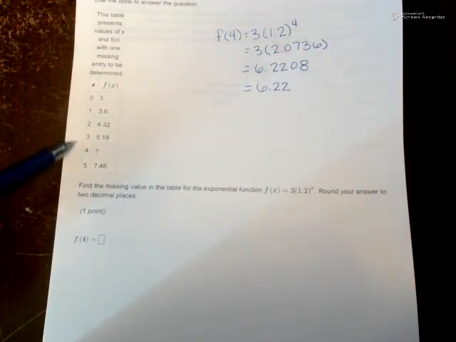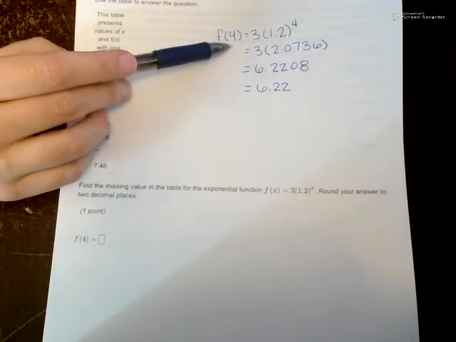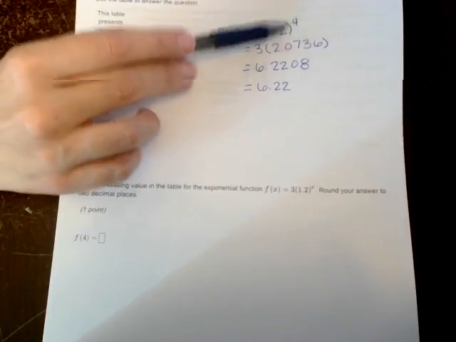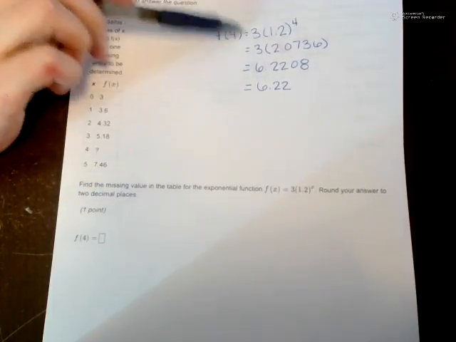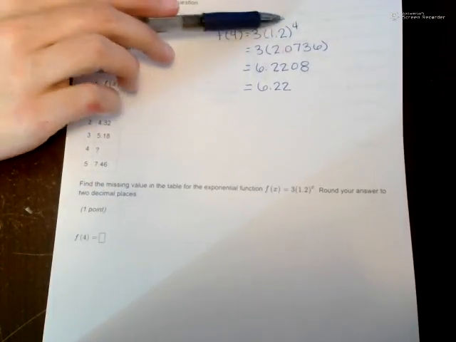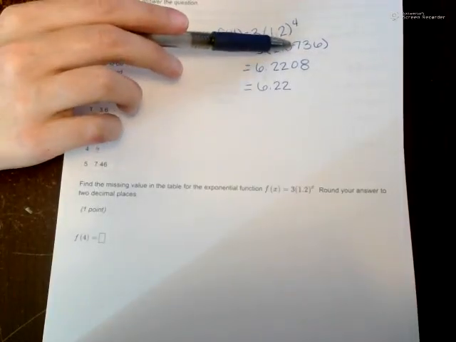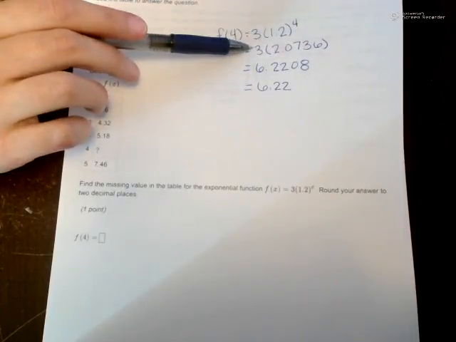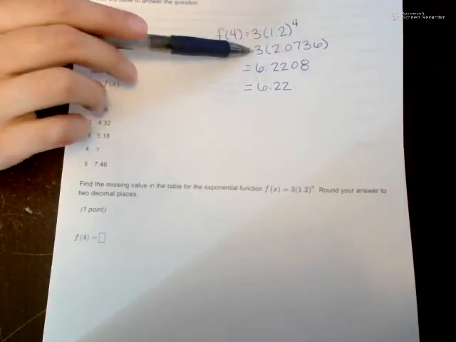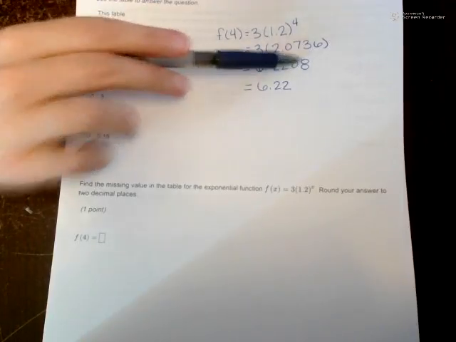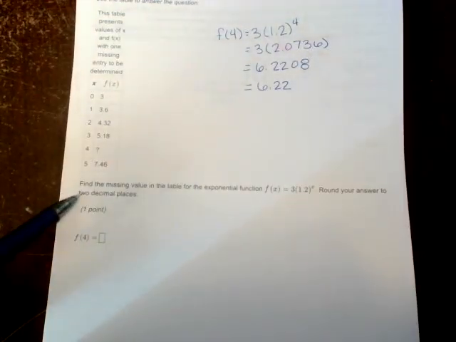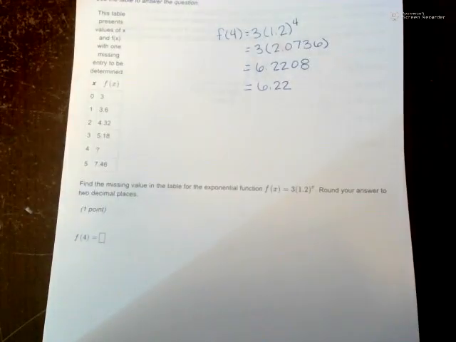So plugging the value of 4 in for x, we have 3 times 1.2 to the exponent of 4. So 1.2 to the 4th power is 2.0736. We just drop the 3 down, multiply these two, and you get 6.2208. It says to round your answer to 2 decimal places, so your answer is 6.22.